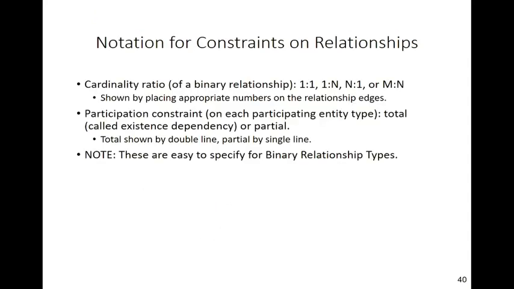Okay. All right. So again, the notation for the constraints or the cardinality: one-to-one, one-to-many, many-to-one, or many-to-many. We show it on the appropriate lines, and we have the participation constraint. So again, the total and partial dependency, that's the single and double line that they talked about.